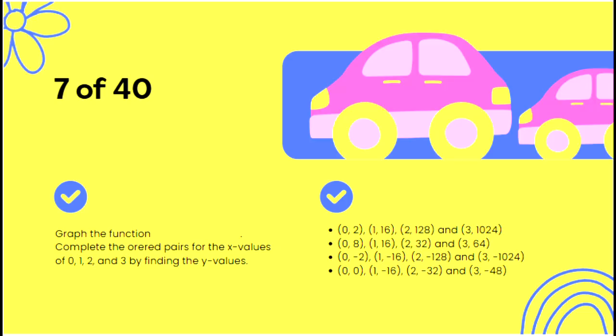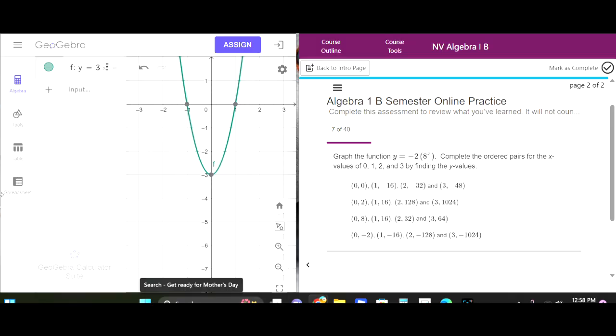Let's look at number 7. Graph the function, complete the ordered pairs for the x values of 0, 1, 2, and 3 by finding the y values. We don't have a function. I'm going to go back and see if I can find the function. All right, I found our formula. So let's go ahead and clear all.